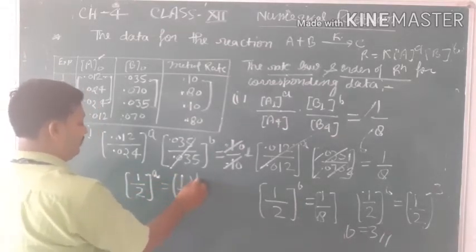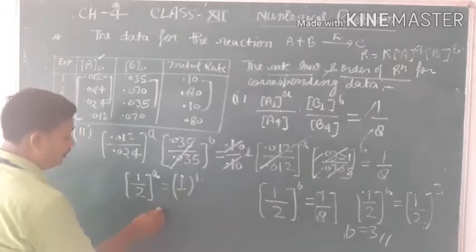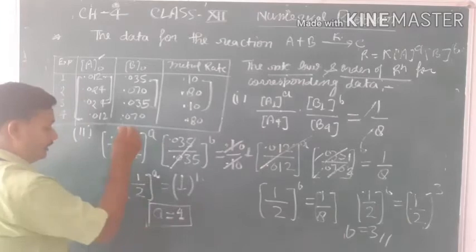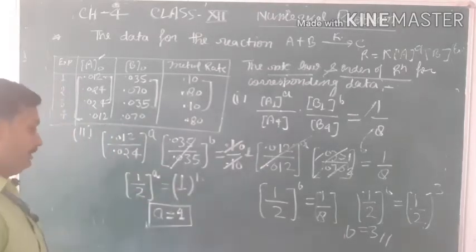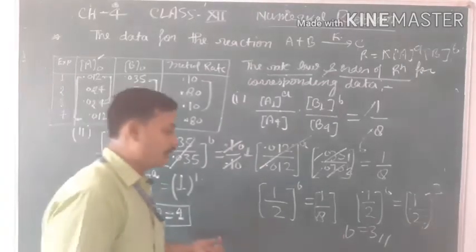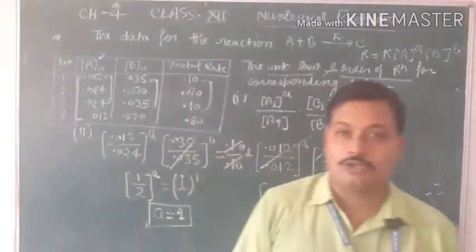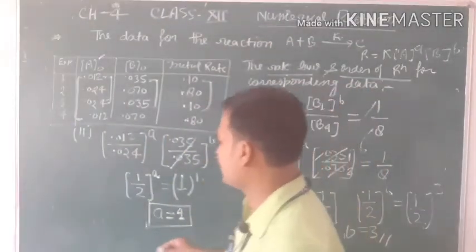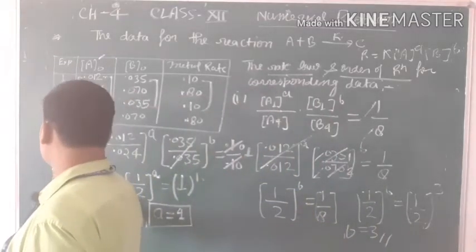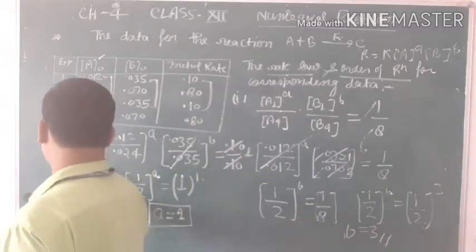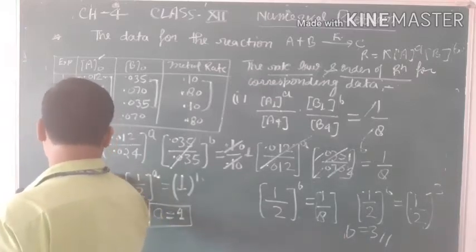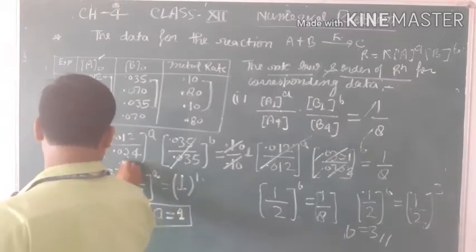So 1 to the power 1. So this is equal to a is equal to 1. a is equal to 1. It means A is first order and B is third order. So what is the rate law for this reaction? R is equal to k A to the power 1 and B to the power 3.